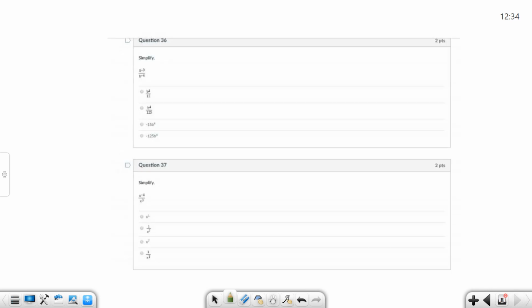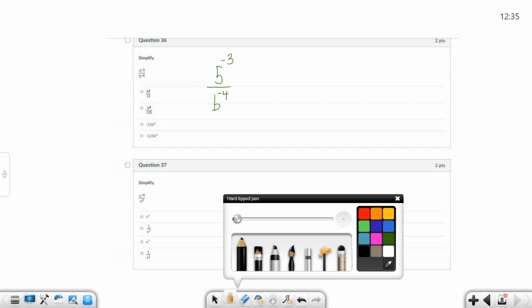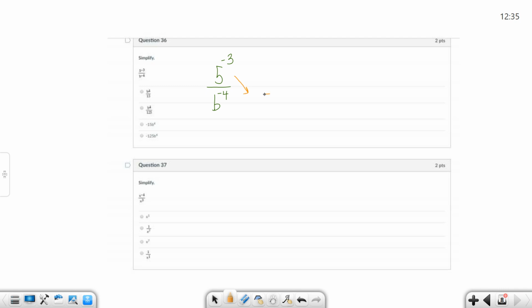Hey, I also want to talk to you, skipping to the end, about negative exponents. What's important about negative exponents is they mean move. Let me write them a little bit neater so that you can see better. Okay, both of these exponents are negative, so that means we need to move them. This 5 is going to move to the bottom and become positive. This b is going to move to the top and become positive. A negative exponent moves. Now, you can narrow down your choices just from there.